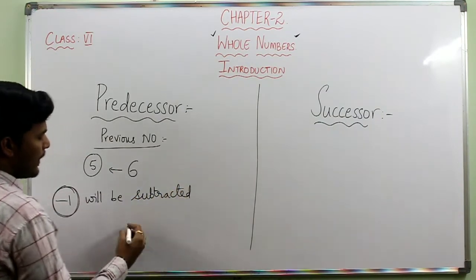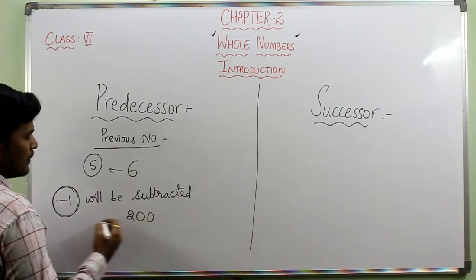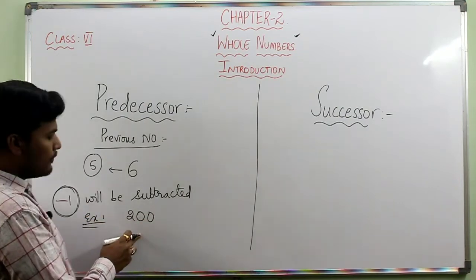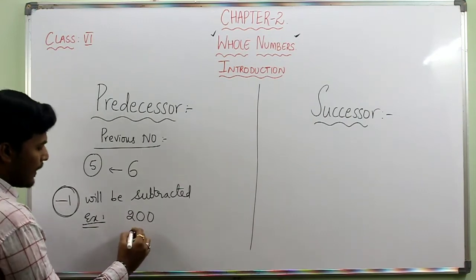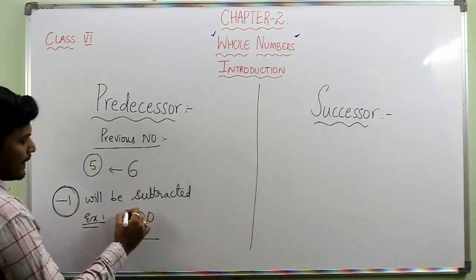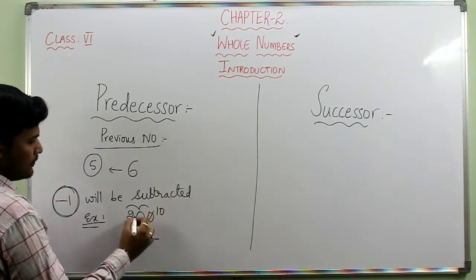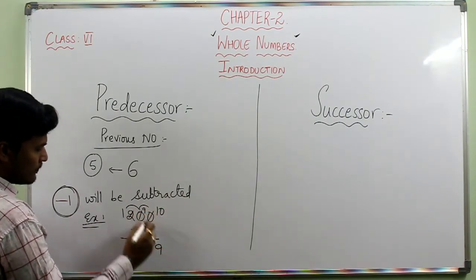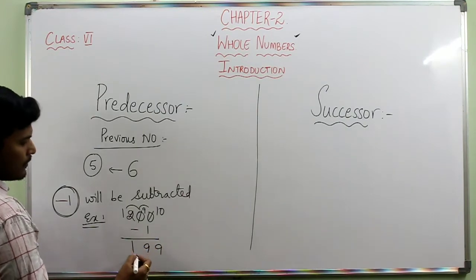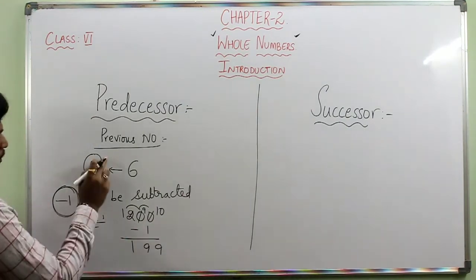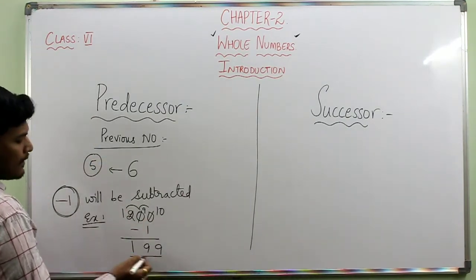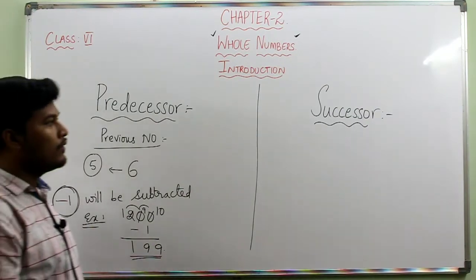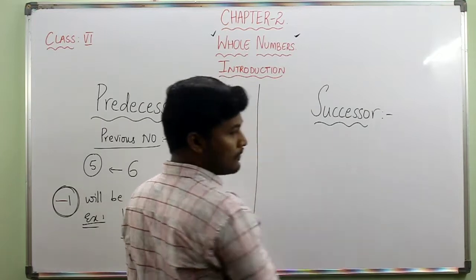For example, let us take 200 as an example. What is the predecessor of 200? For that, I need to do minus 1. 10 minus 1 is 9, 9 and 1. Therefore, the predecessor of 200 is 199.